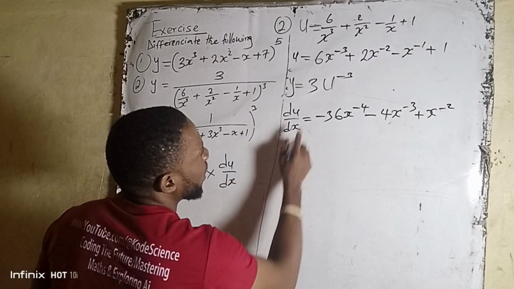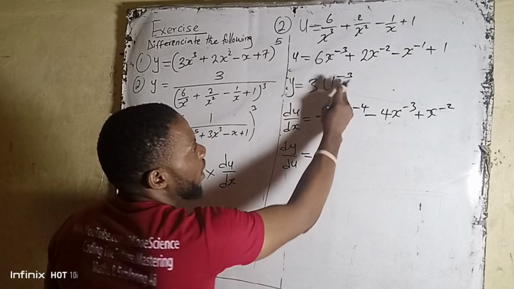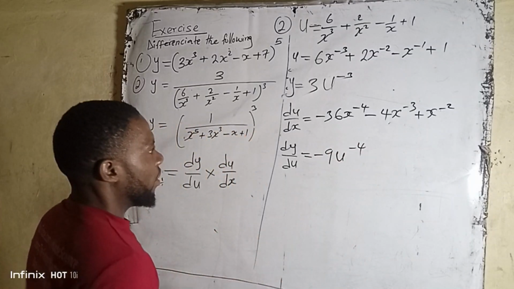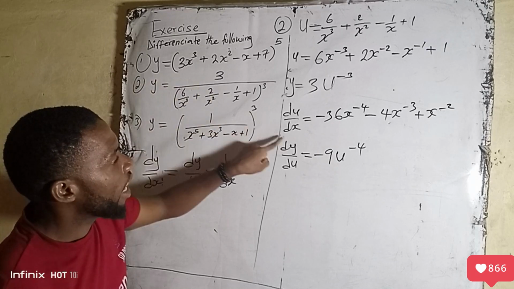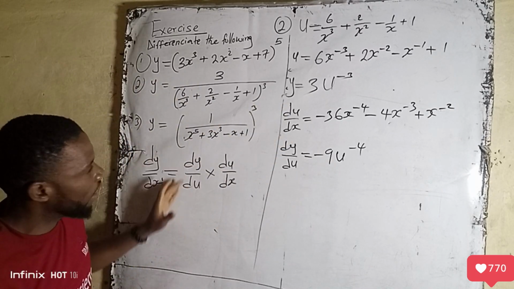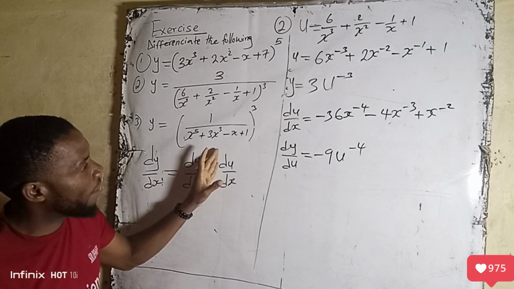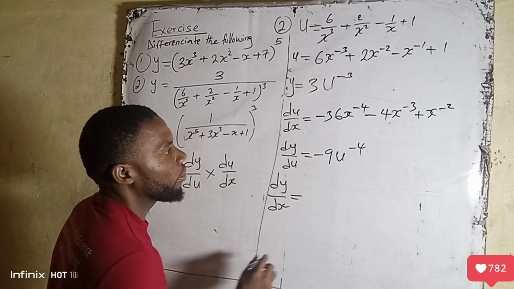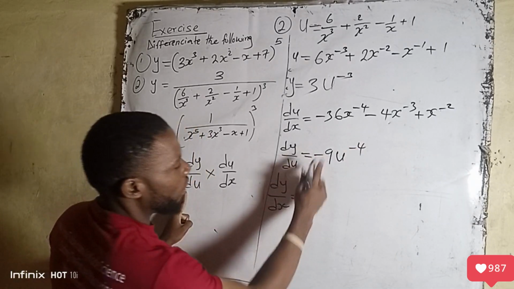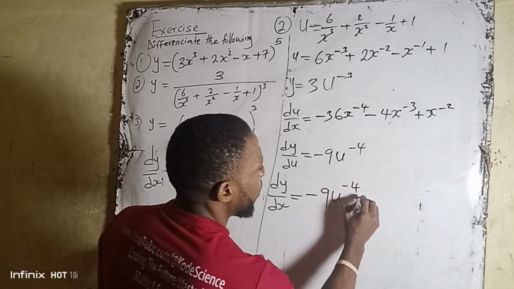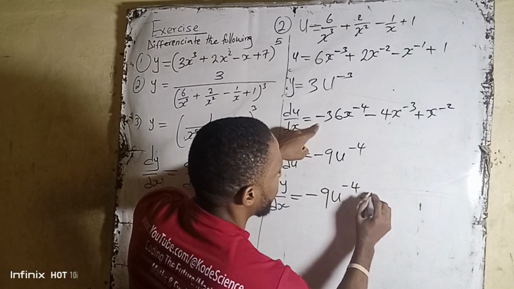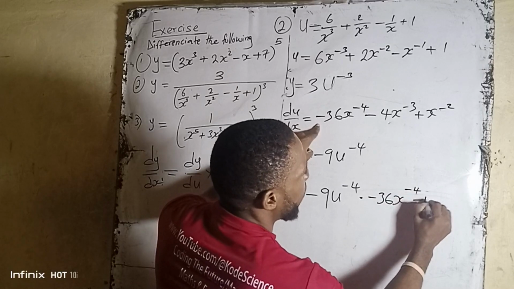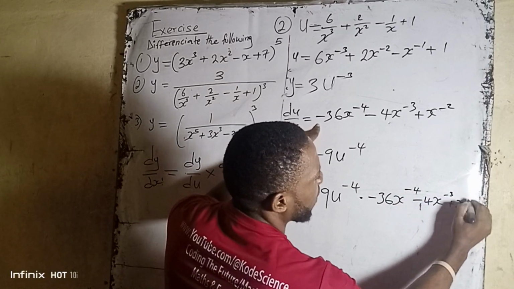The y over the u is minus 3 multiplied by this, we are going to have minus 9. Then we reduce 1 from here, we have u is minus 4. In our number 1, as a technique, we have gotten the y over the u, multiply, and we have gotten the u over the x. So we just multiply them. So therefore, we are going to have dy over dx is equal to, what is our dy du? Our dy du is minus 9u raised to the power minus 4 multiplied by minus 36x raised to the power minus 4 minus 4x raised to the power minus 3 plus x raised to the power minus 2.